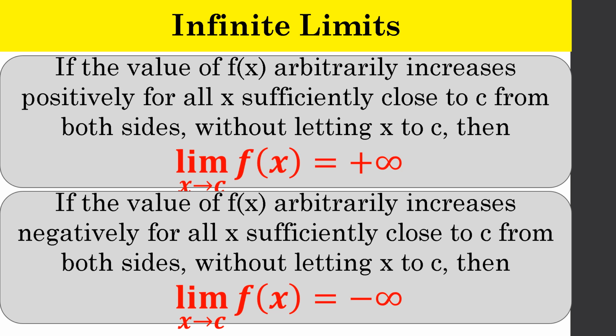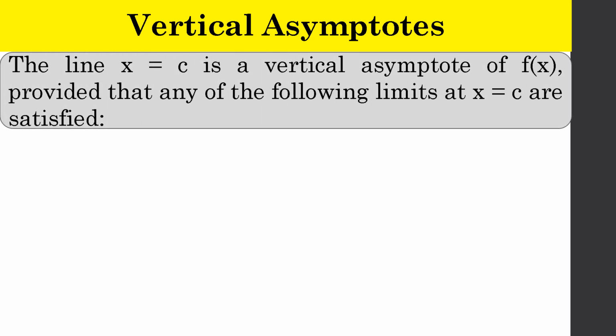Ulitin ko lang na meron tayong dalawang limit for the infinite limits. Okay? Kasi by direct substitution, the limit of the function is undefined, unbounded. Isang limit is positive infinity and the other limit is negative infinity. We have vertical asymptote. The line x is equal to c is a vertical asymptote of f of x provided that any of the following limits at x is equal to c are satisfied.